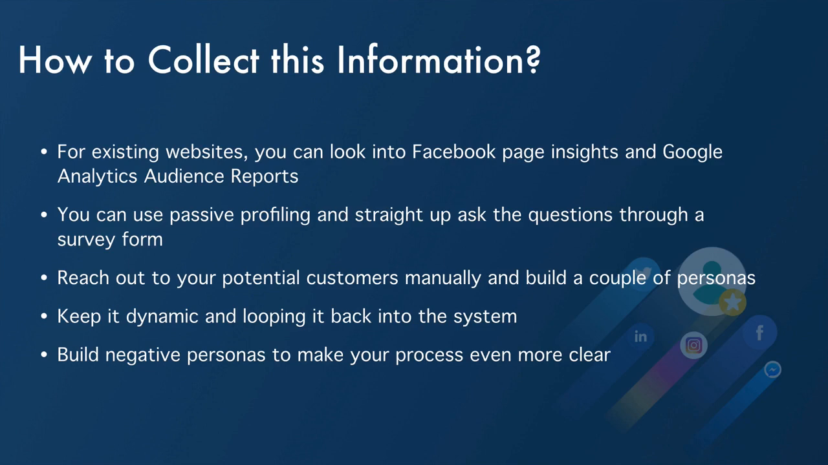A good approach would be to build negative personas also, to make your process even more clear. You would want to create a persona of the kind of person that you would not want to sell to. Sometimes it's very obvious. If you have a men's apparel company, you would not want to sell to women, which is straight up obvious. But what are the kind of women that you would never want to target? So building a negative persona will eliminate a lot of confusion that you might have.